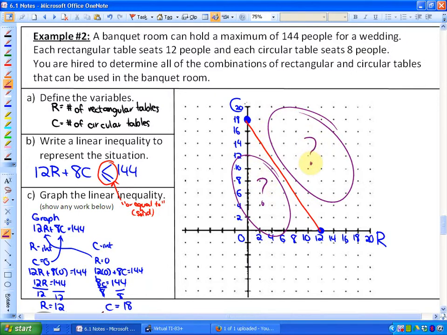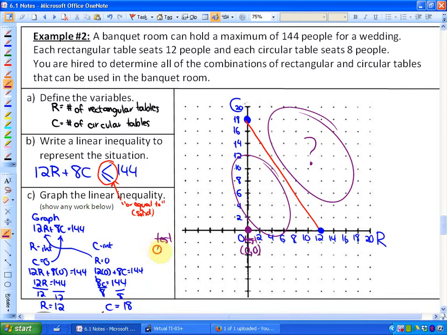In this particular case, we can actually use the context of the problem to know which side it is. We could try this side, which would be 0, 0, and we can even test it without using the numbers. Is it possible to have a combination of 0 circular tables and 0 rectangular tables in the banquet hall? Well, yes, because that would hold 0 people, which is less than the maximum of 144.